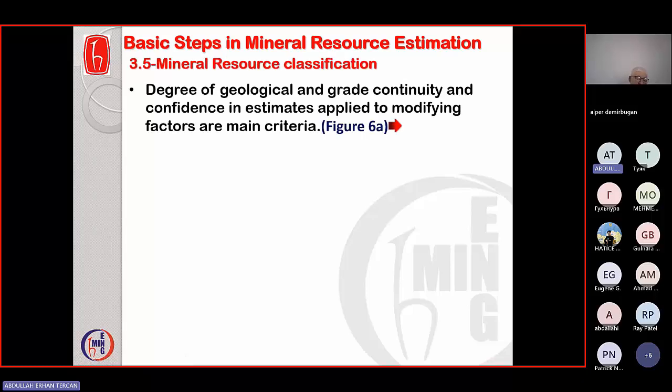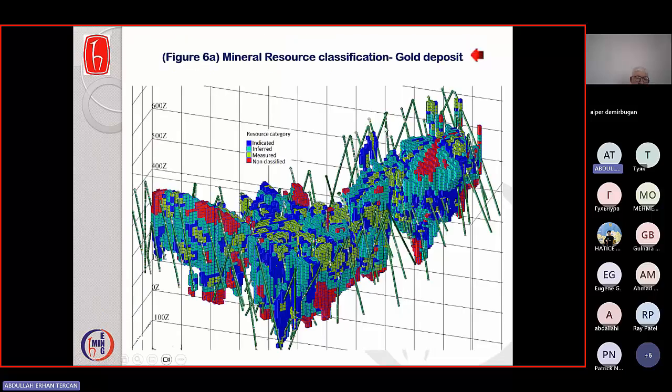After estimating block values, you must move to resource classification steps. Degree of geological and grade continuity, and confidence in estimates applied to modifying factors are the main criteria during classification. This figure shows mineral resource classification in the gold deposit. Blocks in measured category are shown in yellow, blocks in indicated category in blue, blocks in inferred category in gray color. Blocks that are not estimated are not classified, and they are shown in pink.